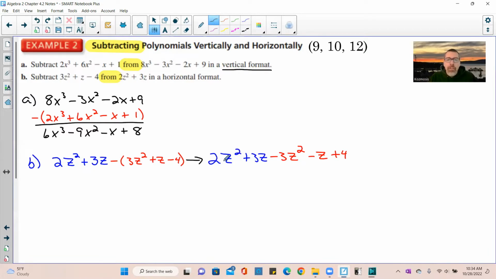So then we just take 2z squared minus 3z squared is negative z squared. 3z minus z is 2z. And then I have 0 plus 4, so that just becomes plus 4. So I get negative z squared plus 2z plus 4. Again, I definitely prefer the vertical over the horizontal format.